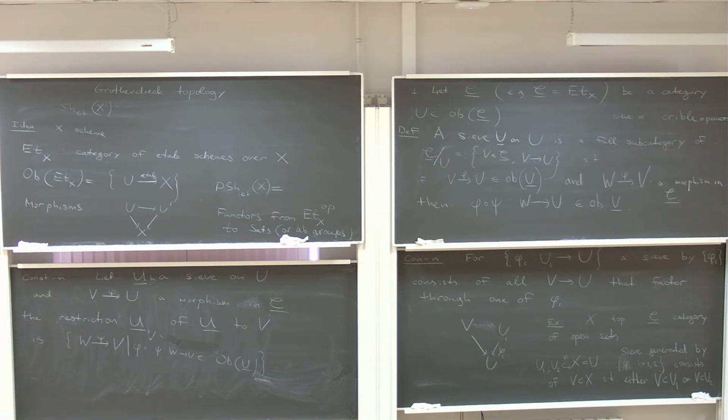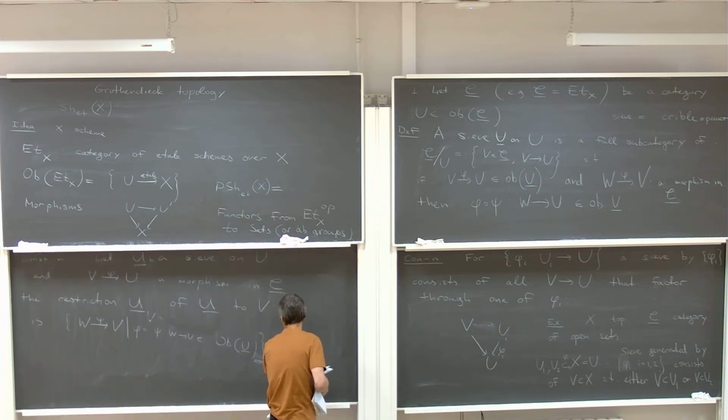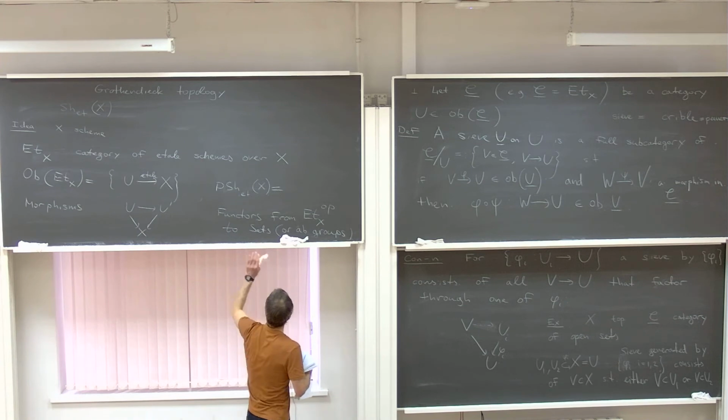Okay, so far we have a notion of sieve, a notion of sieve generated by a family of morphisms, and we have pullbacks of sieves, restriction of sieves. So this all makes sense for an arbitrary category C. Now I can define what a topology is.